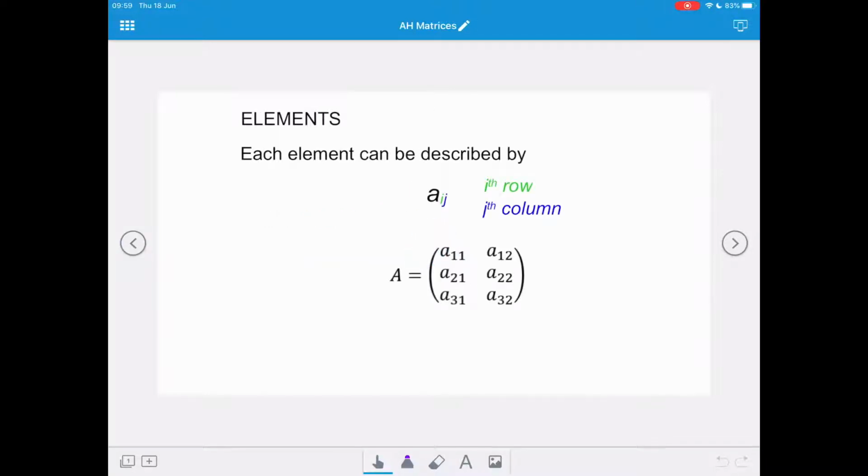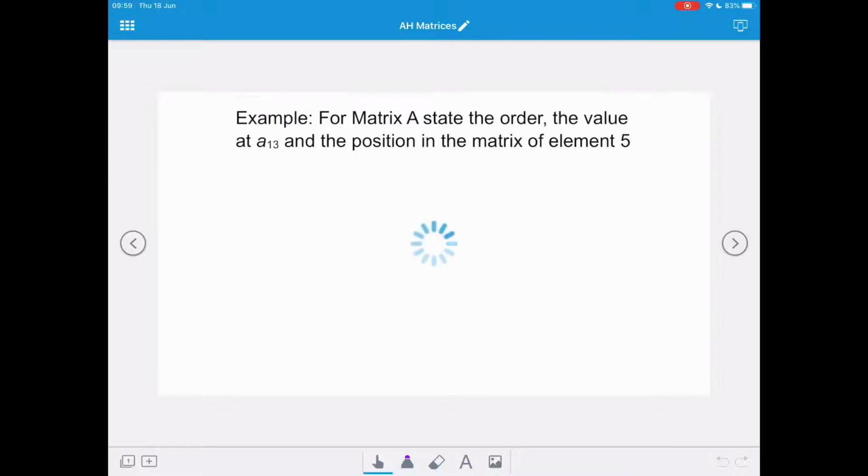The elements are the numbers inside the matrix, and they're described by their position within that matrix. So Aij is the ith row and the jth column. So replacing the 6 elements inside matrix A, you can see that A11 is in the first row, first column, A12 is in the first row, second column, and so on down to A32, which is in the third row and the second column. So the example from matrix A: state the order, the value at A13, and the position in the matrix of element 5.